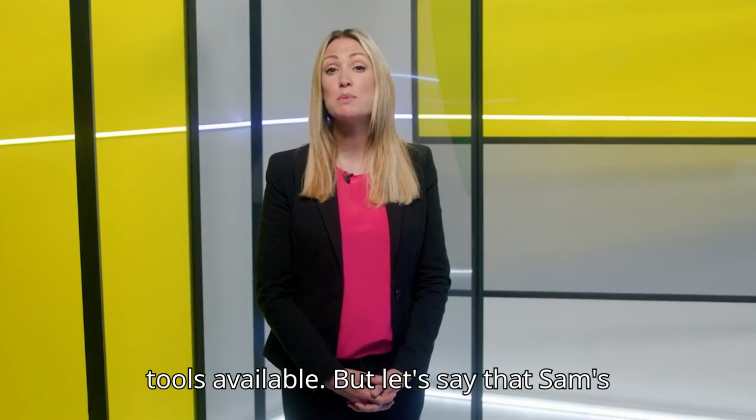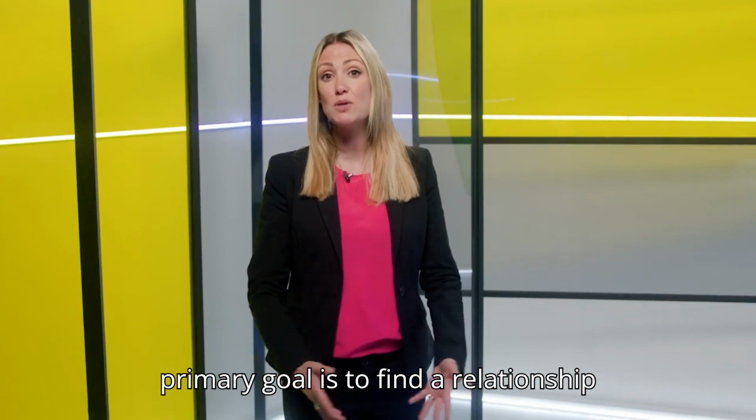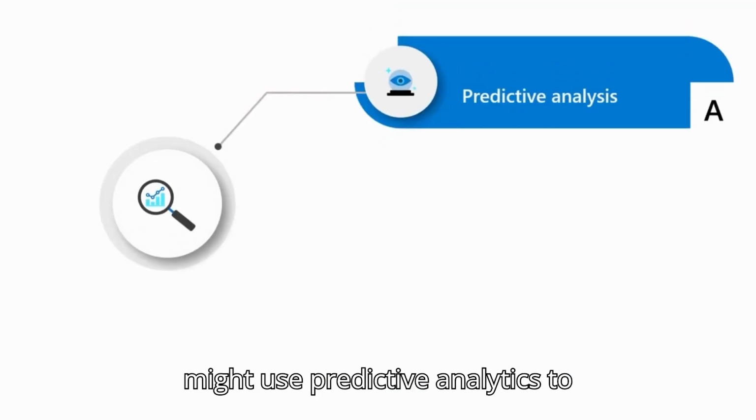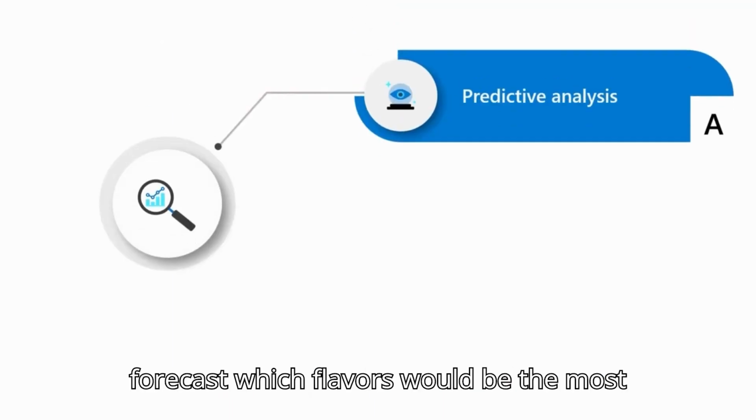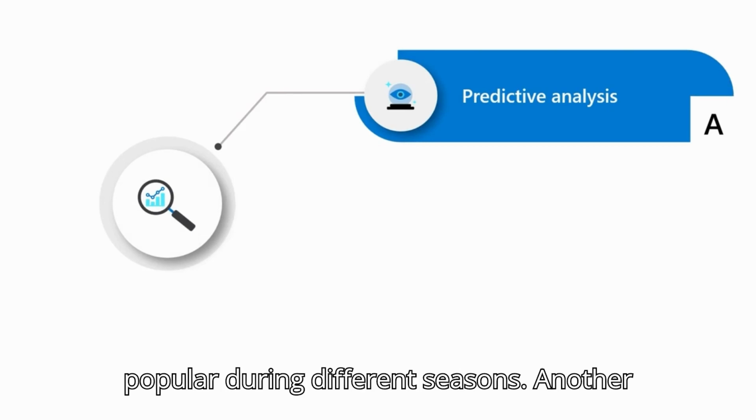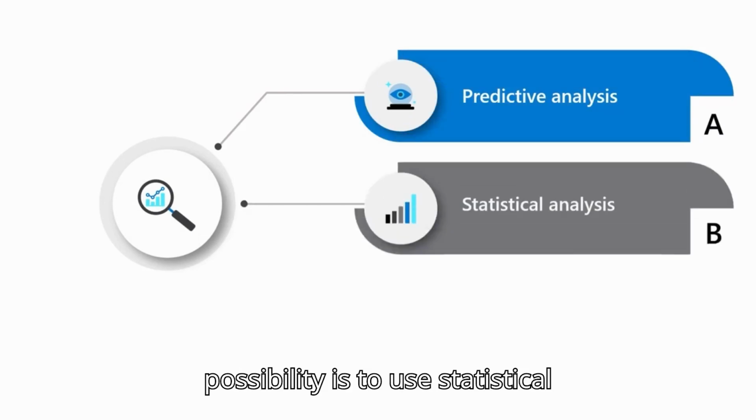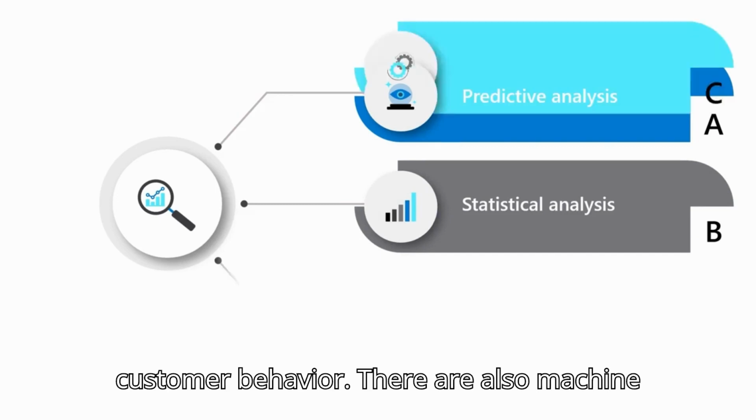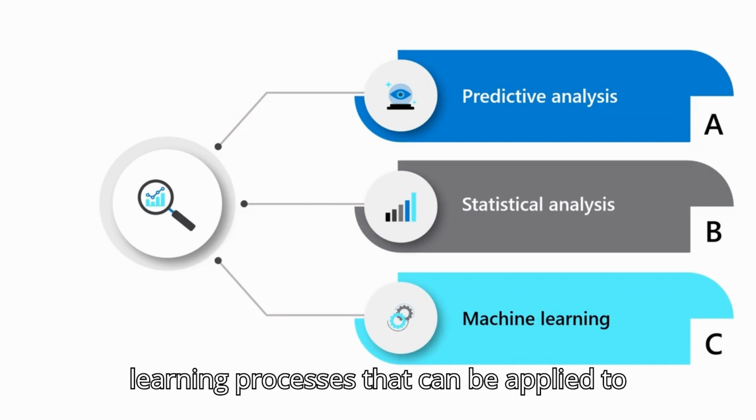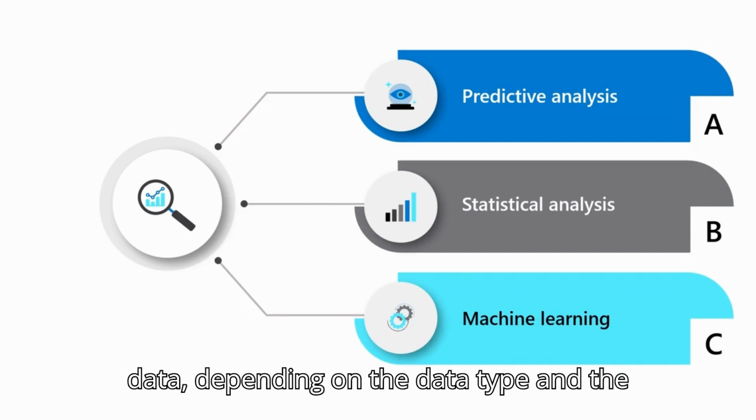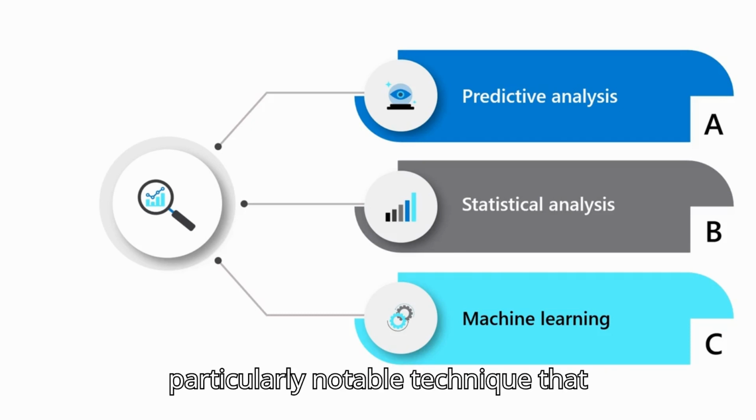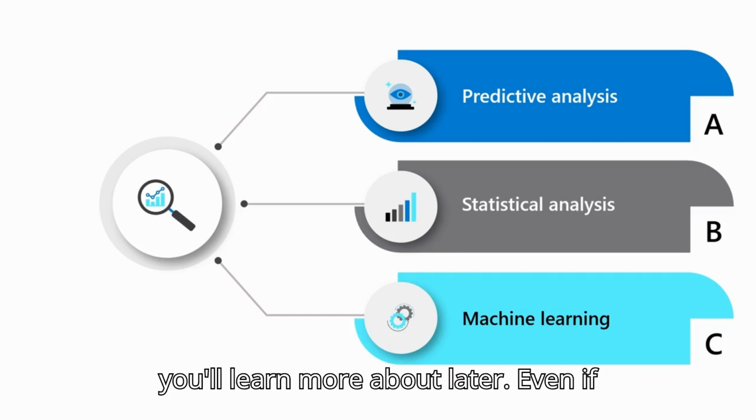But let's say that Sam's primary goal is to find a relationship between ice cream sales and different points of the year. In this case, she might use predictive analytics to forecast which flavors would be the most popular during different seasons. Another possibility is to use statistical analysis to identify trends in sales and customer behavior. There are also machine learning processes that can be applied to data depending on the data type and the desired outcome. Machine learning is a particularly notable technique that you'll learn more about later.